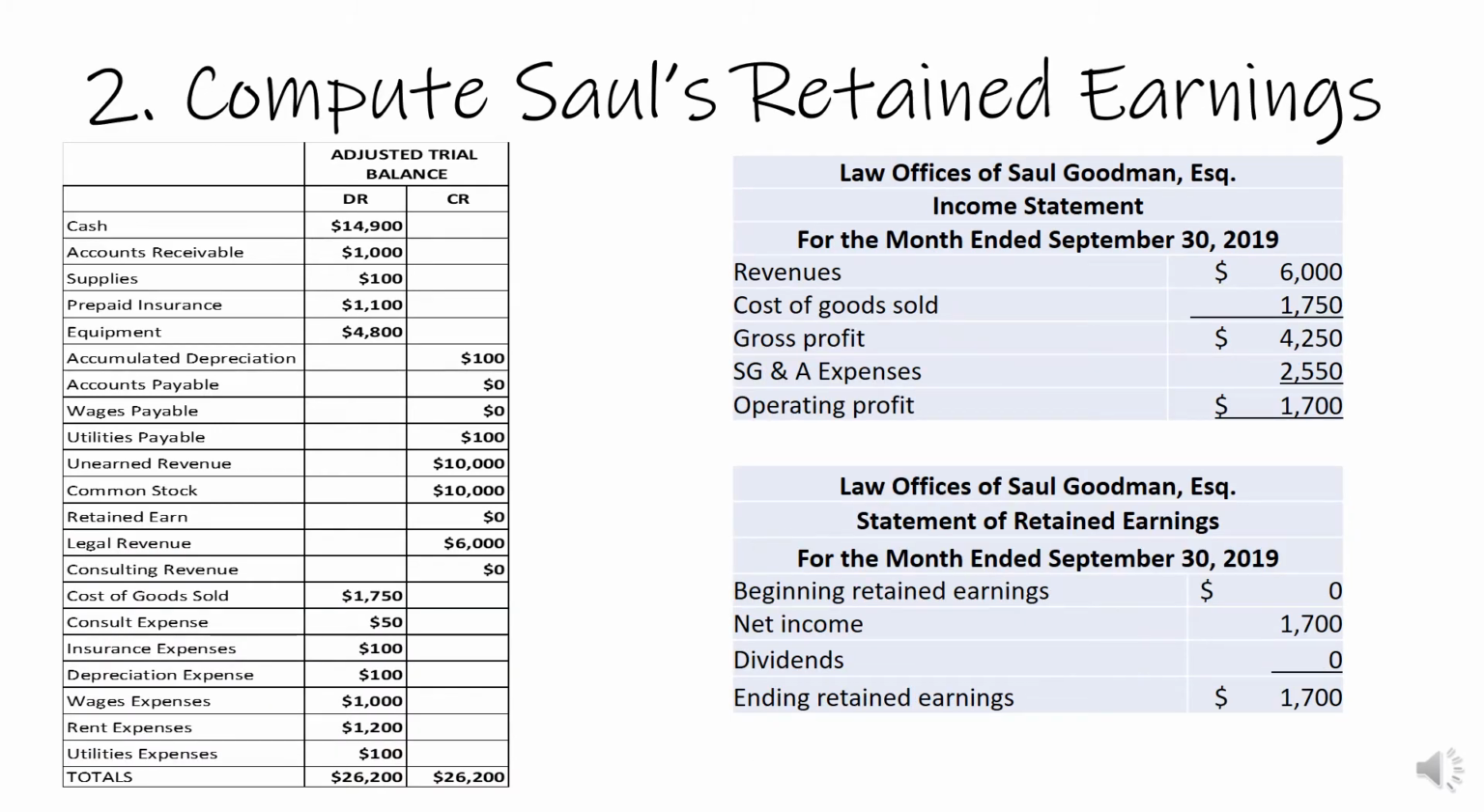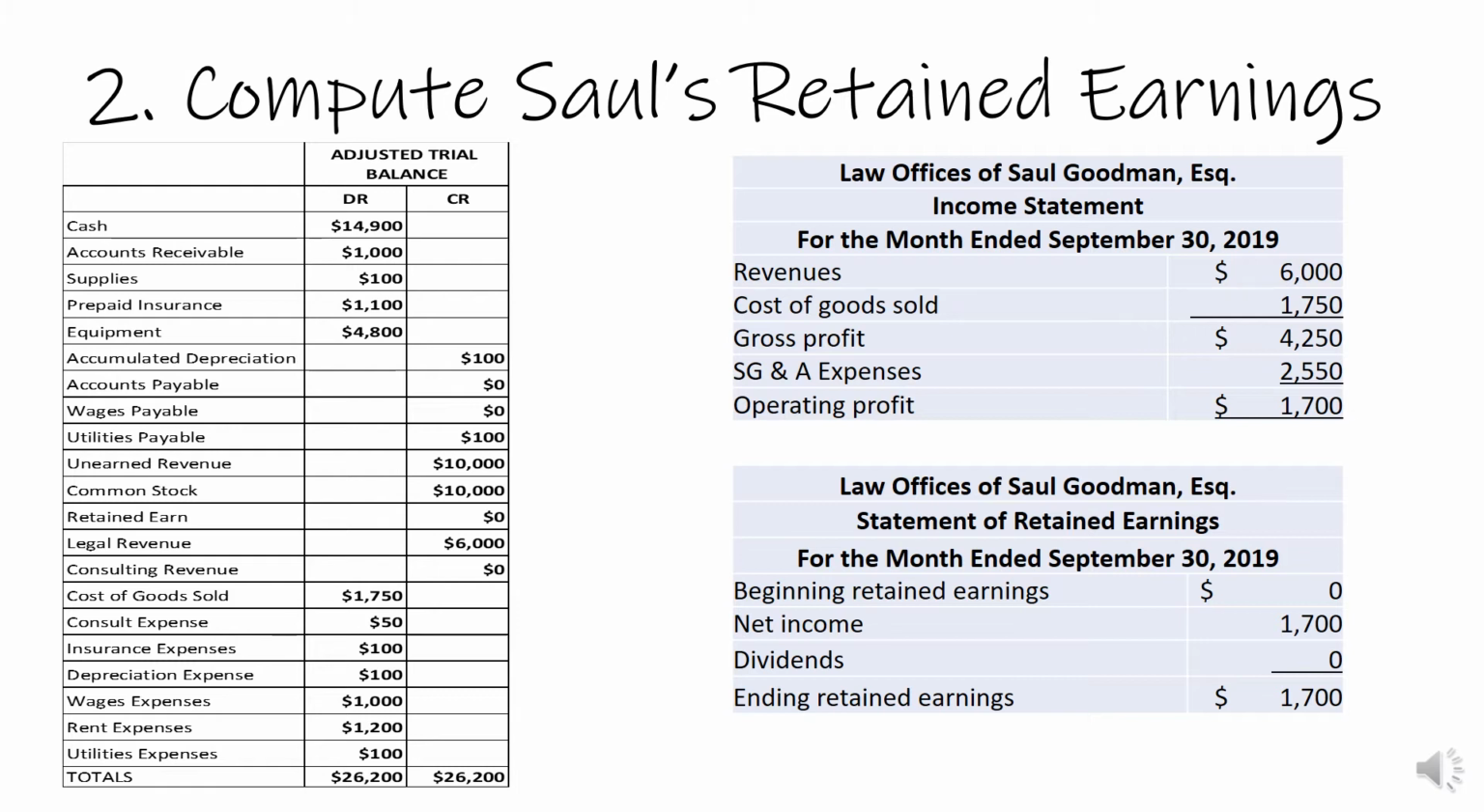The second phase in preparing the financial statements is computing Saul's retained earnings, which you reconcile using the statement of changes in owner's equity or the statement of retained earnings. Saul Goodman's business is in its first month of operations, so he's not bringing any previous profits into the current statement. His beginning balance of retained earnings is 0.